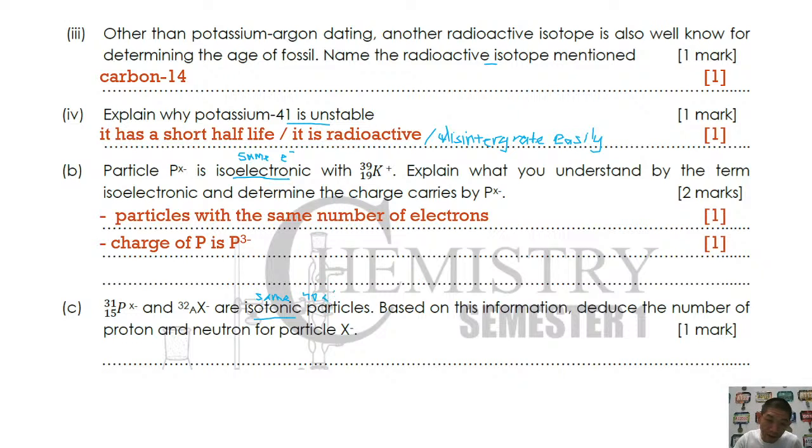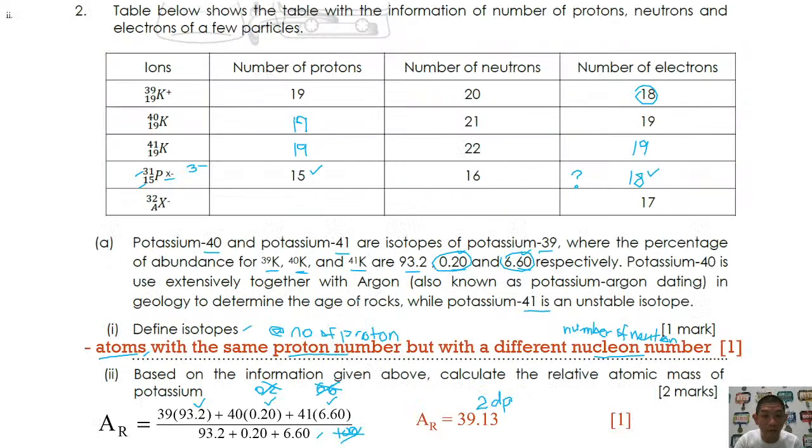Okay, isotonic means the same number of neutrons. Based on this information, deduce the number of protons and neutrons for particle X. Allow me to scroll back. When they said isotonic, you also have 16 in here.